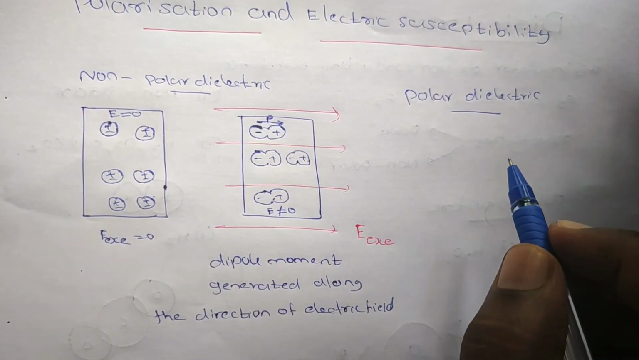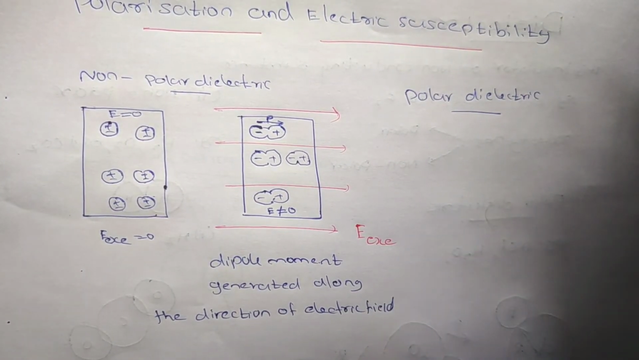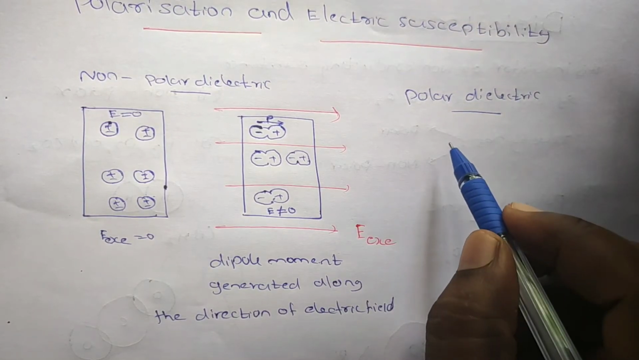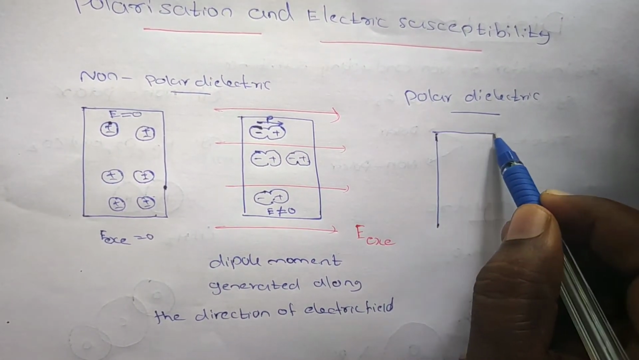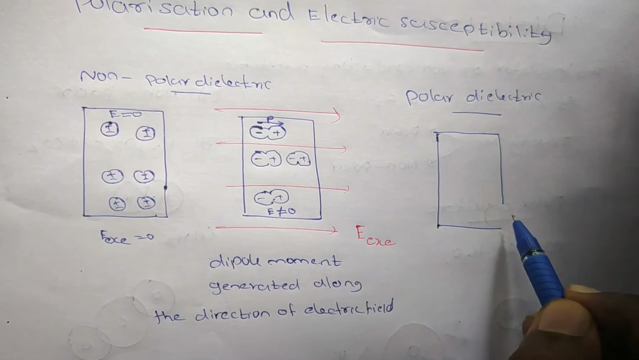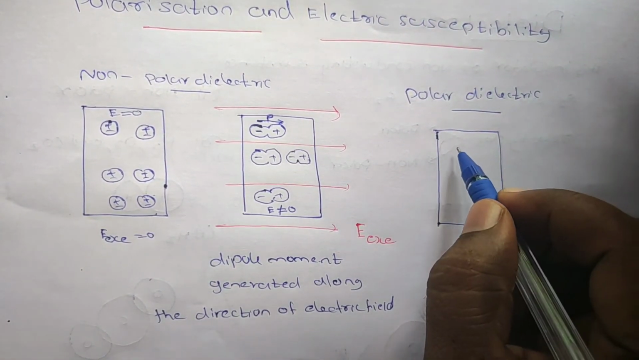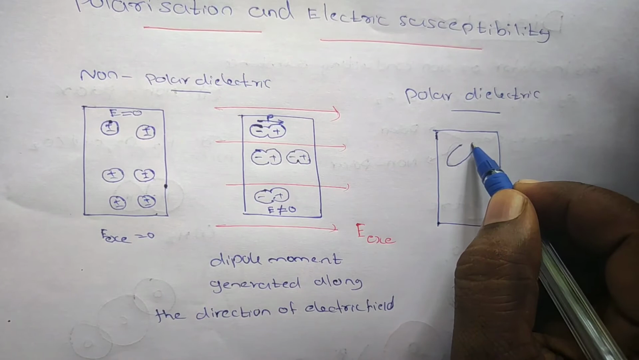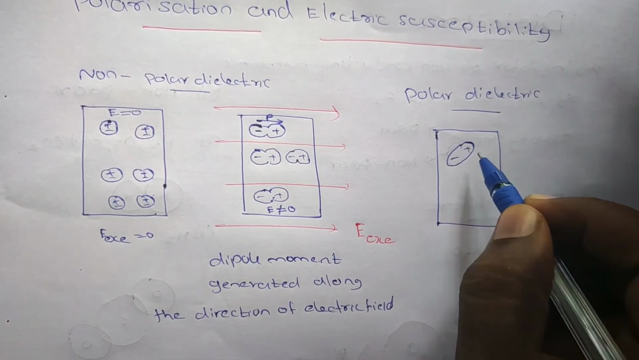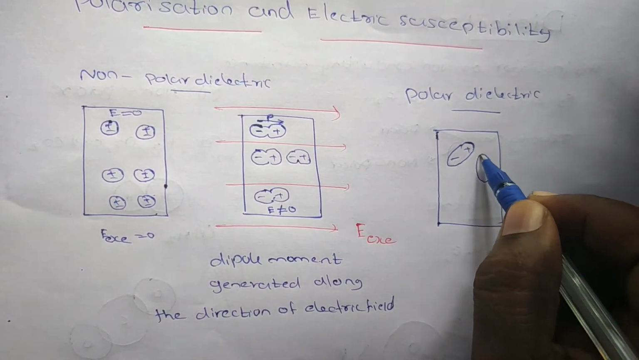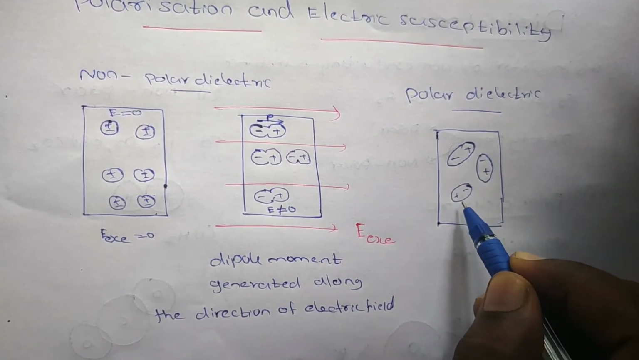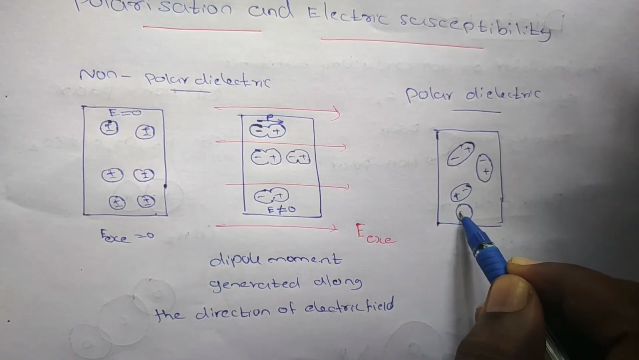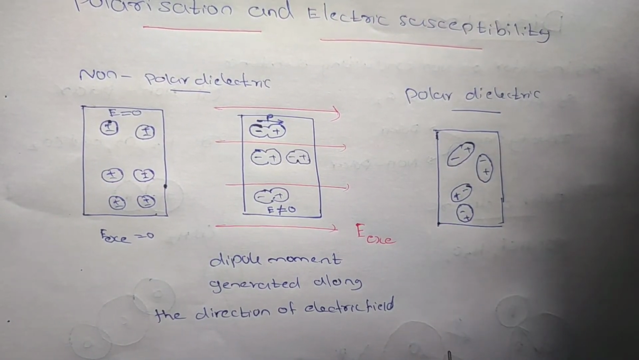Polar dielectric. In the case of a polar dielectric, what about the molecule itself? There is a net dipole moment. But these molecules are randomly oriented. So you see that there is a negative and positive. This molecule is like this, negative, positive, here negative, positive. What is meant by randomly oriented?